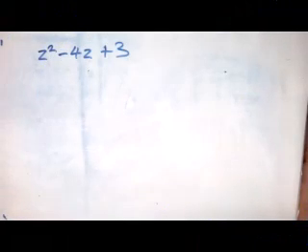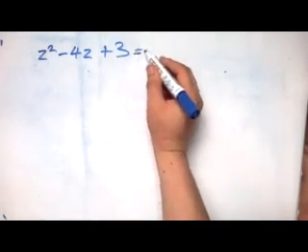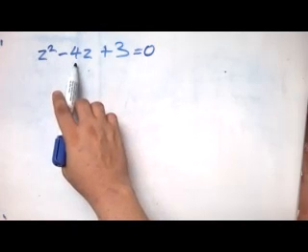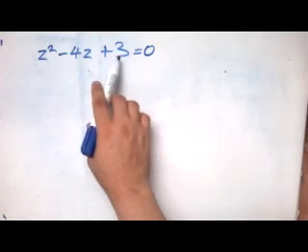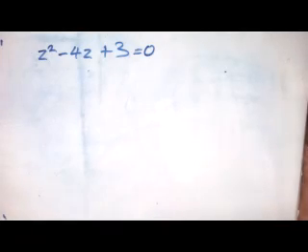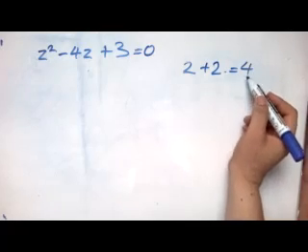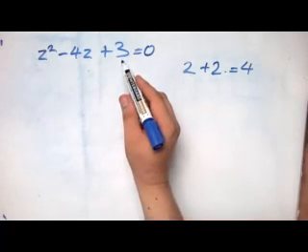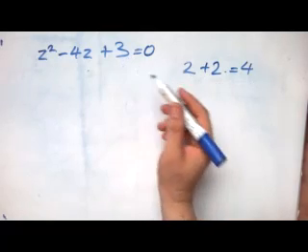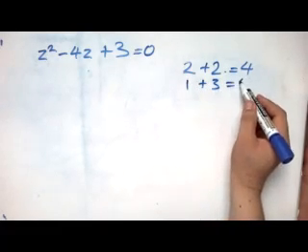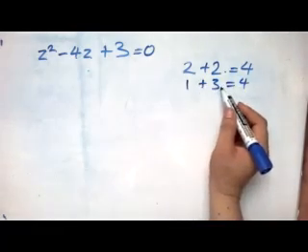Alright, z squared minus 4z plus 3 is our next problem, equal to 0. So we are looking for two numbers that when we add them, we'll get minus 4. And when we multiply those same two numbers, we'll get plus 3. If we do 2 plus 2 will actually give us 4. But 2 times 2 won't give us 3. So it won't work. If we say 1 plus 3, it will give us 4. And if we say 1 times 3, it will give us 3.